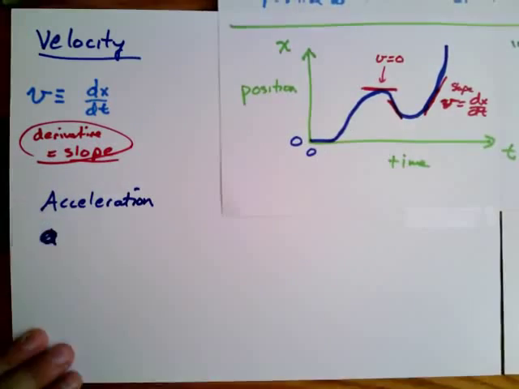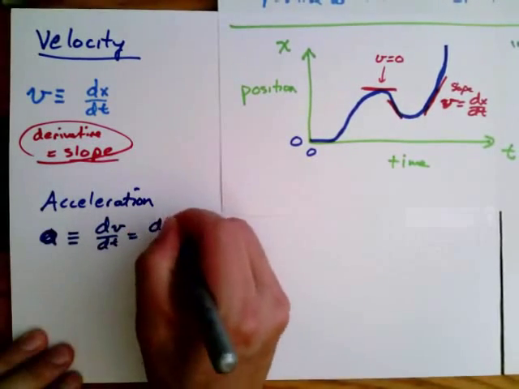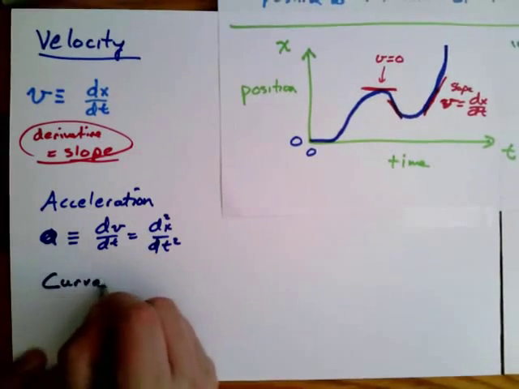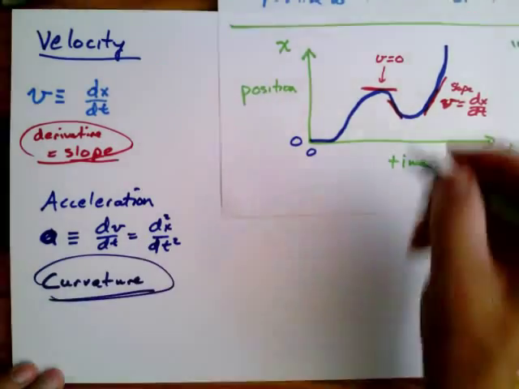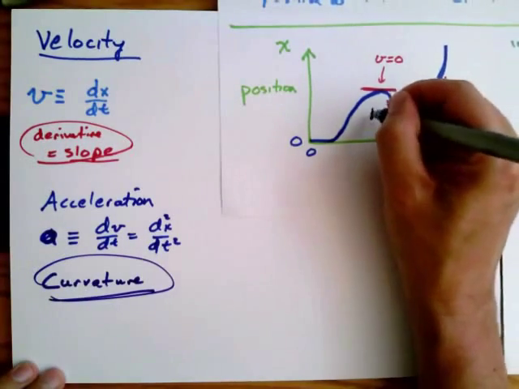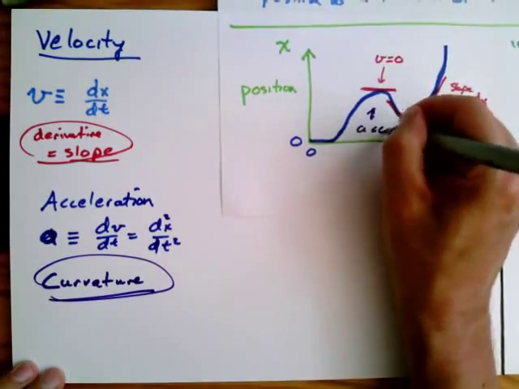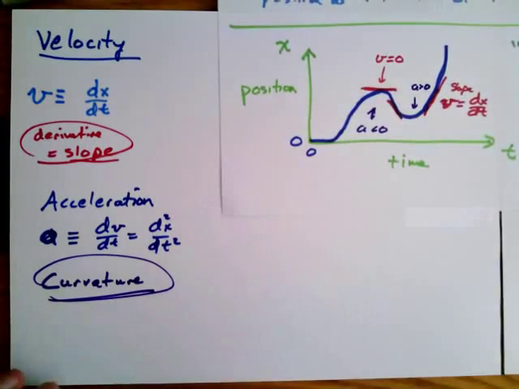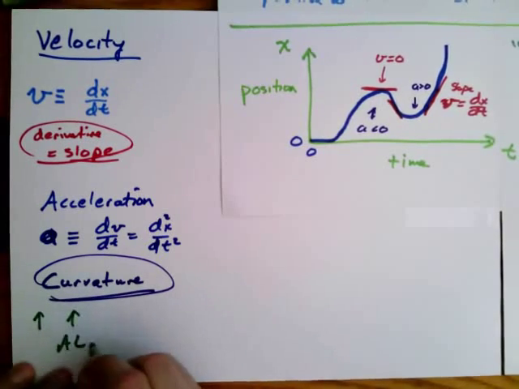Likewise, we can define the acceleration as the time derivative of the velocity, which is just the second derivative of the position. So, since it's the second derivative, it corresponds to the curvature of the position versus time plot. So if the curvature is negative here, the acceleration is less than 0, and the curvature being positive upward here corresponds to an acceleration positive in the positive direction.